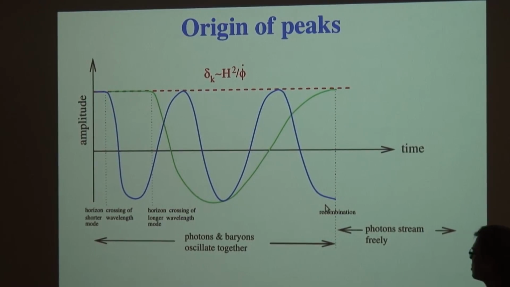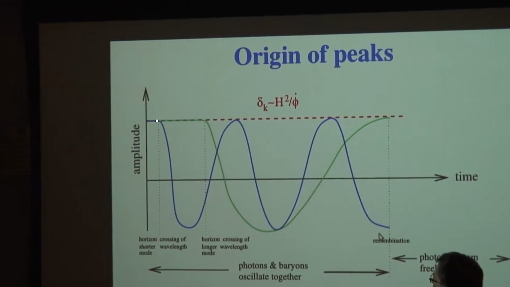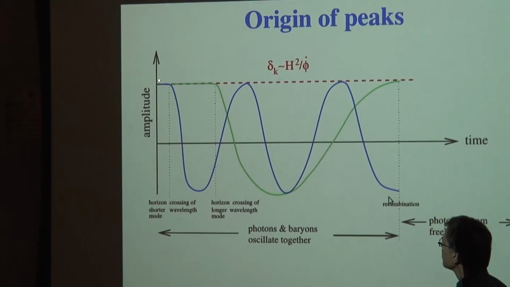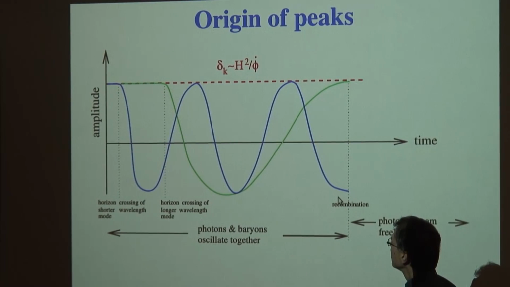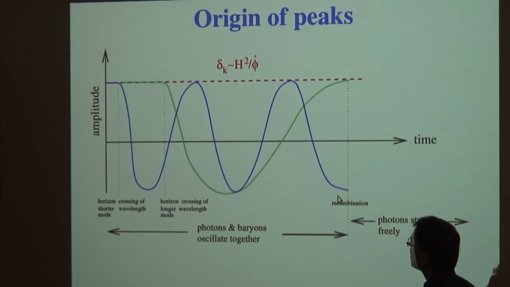So let's see, what's important is at horizon crossing. And so the statement is, see, these things are not oscillating until they cross outside of the horizon. That's when they begin oscillating, right? And yeah, so this is the time between horizon crossing and recombination.